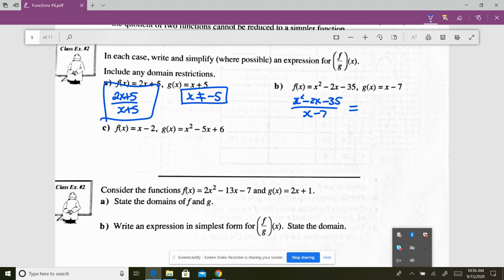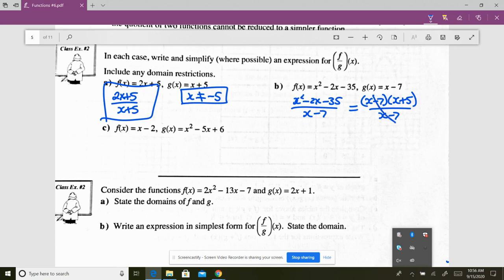I'll give you a hint. You should always try whatever the bottom is. One of the factors is probably going to be that, x minus 7. So what multiplies to negative 35 and adds to negative 2? Negative 7 and positive 5. It's not always the case, but usually in high school math, they kind of set it up so things will simplify for you.